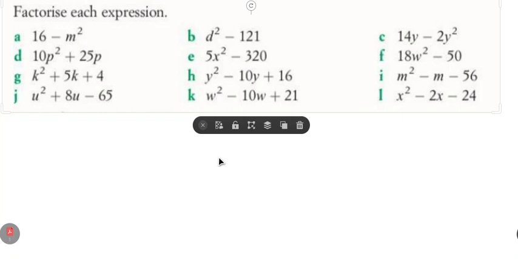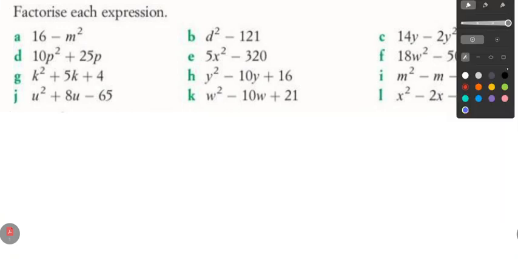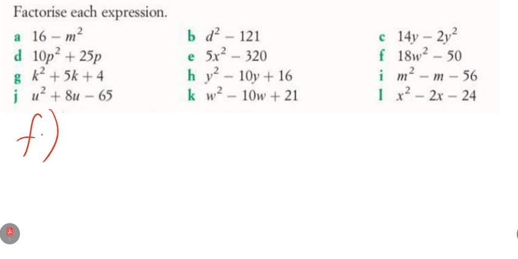We're done with the A, so let's continue with the F then. So for F we have here, again, we're going to use the two-step of factoring, or we call that one the GCF, then difference of the square, okay? So looking here, for the F we have 18W squared minus 50.